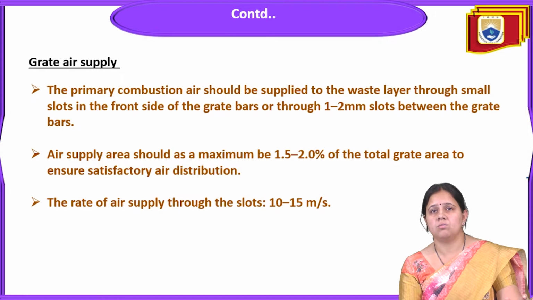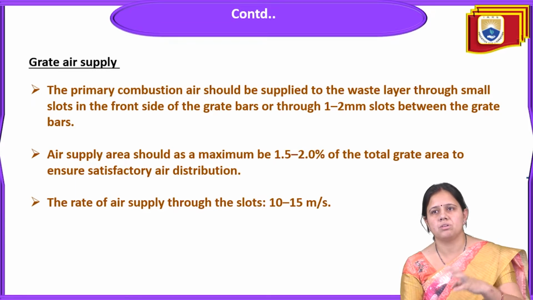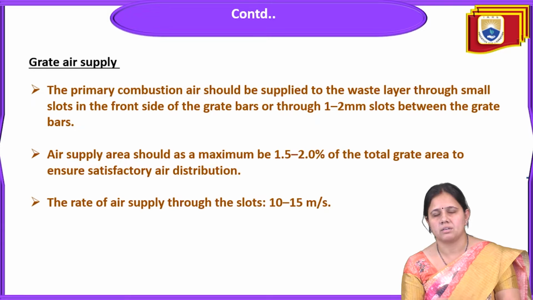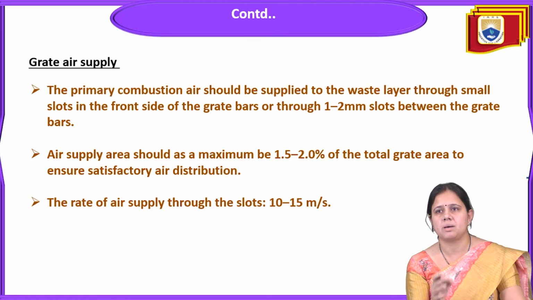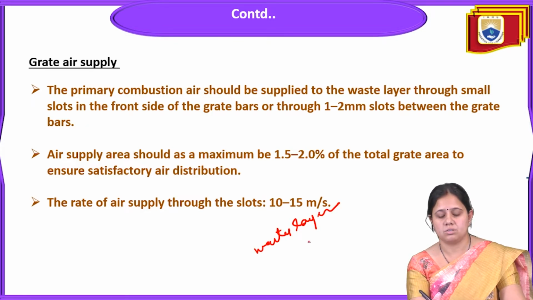And what about the grate air supply? The air supply will work like this. The primary combustion air should be supplied to the waste layer through small slots in the front side of the grate bars. So from the primary combustion chamber, the air should be supplied to the waste layer through small slots in the front side of the grate bars.